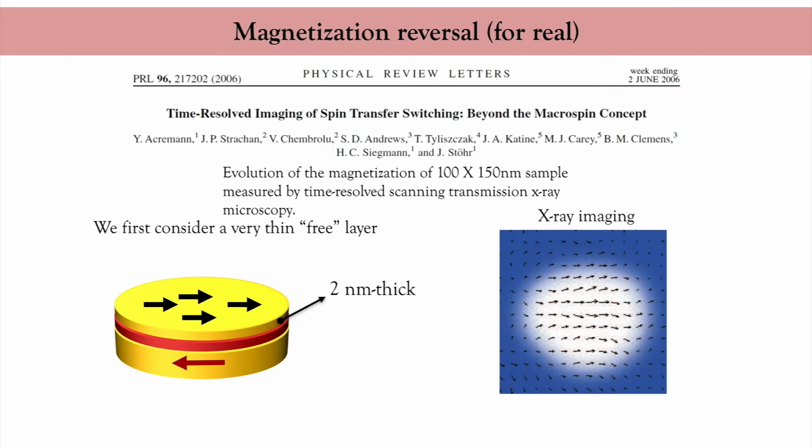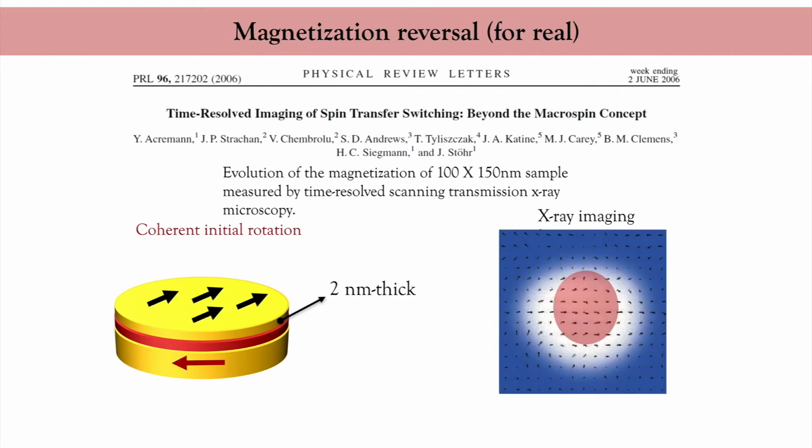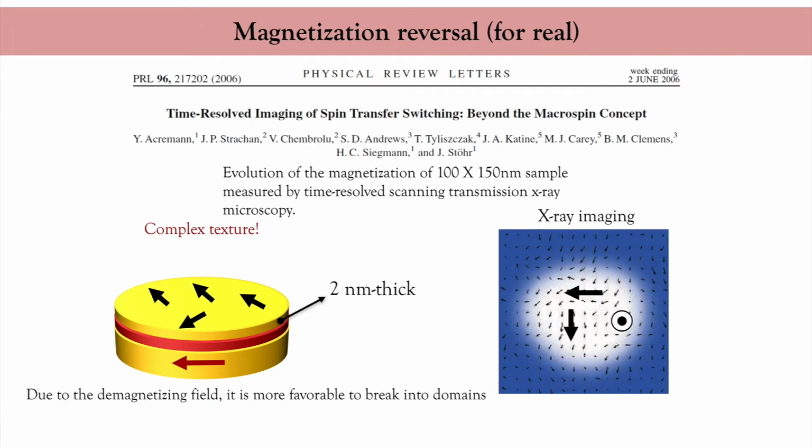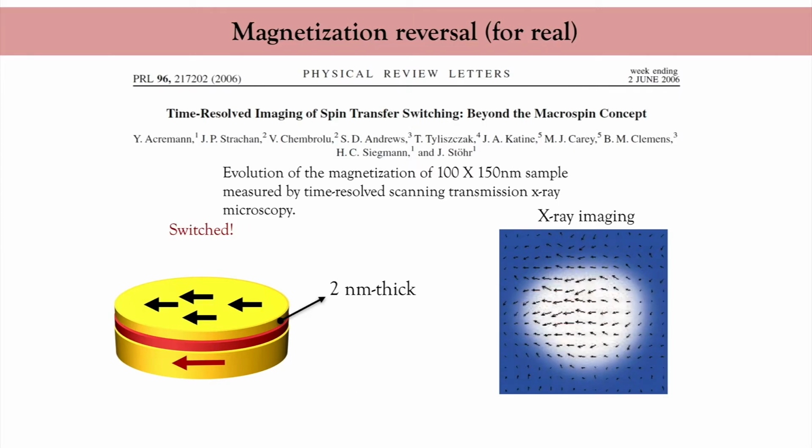First, the magnetization points toward the right. Then it rotates coherently out of the plane. You can see that the arrows become very small because their in-plane component vanishes. And then something strange happens. The magnetization breaks into domains. You can even see a vortex forming momentarily. And finally, the magnetization is switched toward the left.